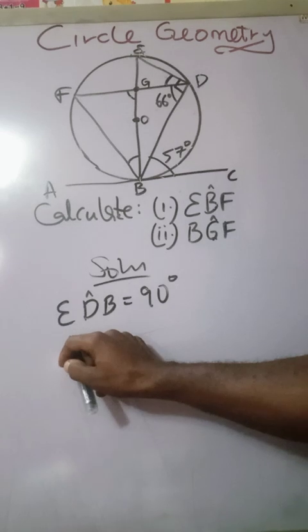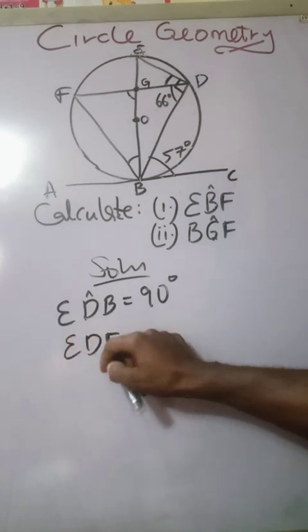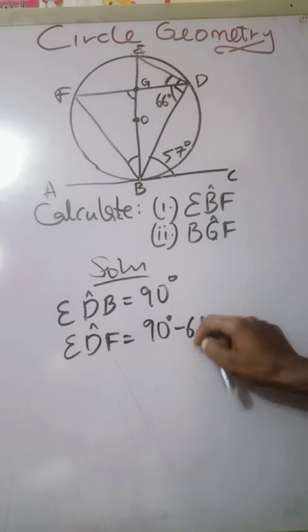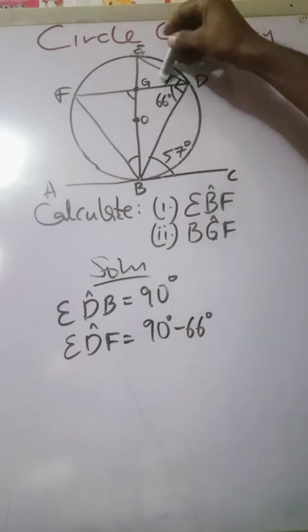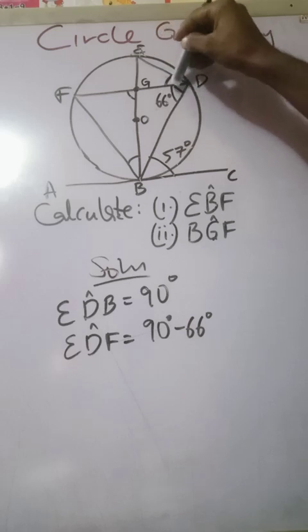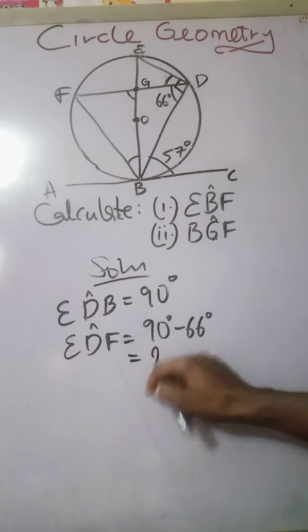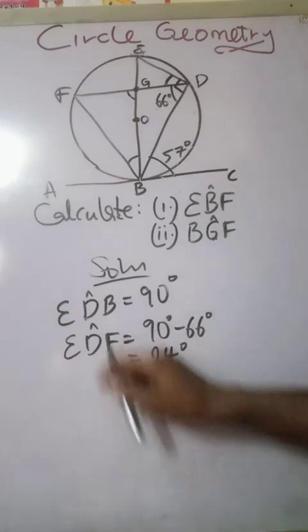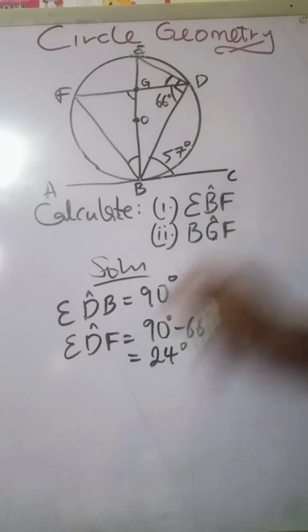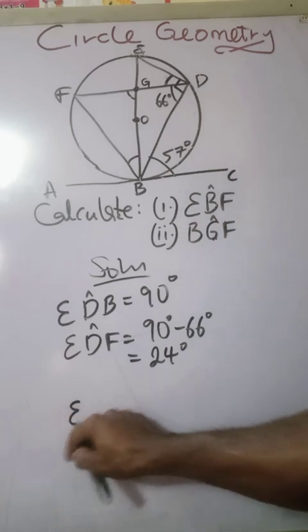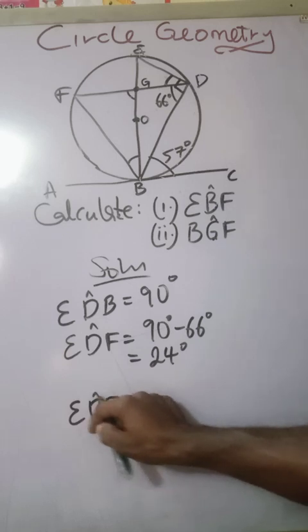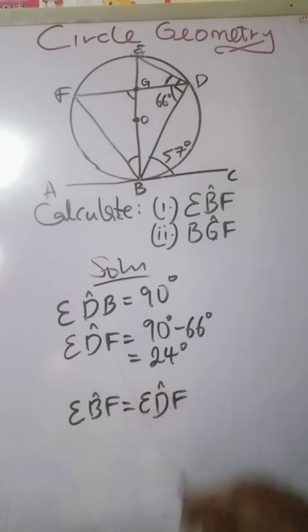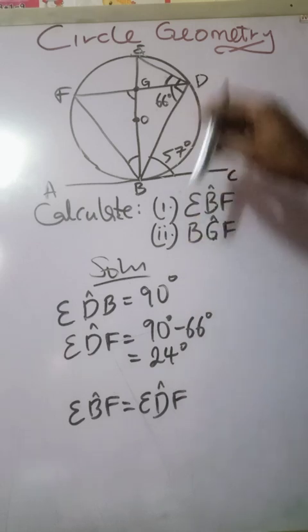And here's how it goes. Angle EDF is equal to 90 degrees minus 66 degrees, because the two angles make up a right angle. Now this gives us 24 degrees. Now here is the next theorem that gives us the first item we're looking for. Angle EBF is equal to angle EDF, and the reason is simple: angles in the same segment.